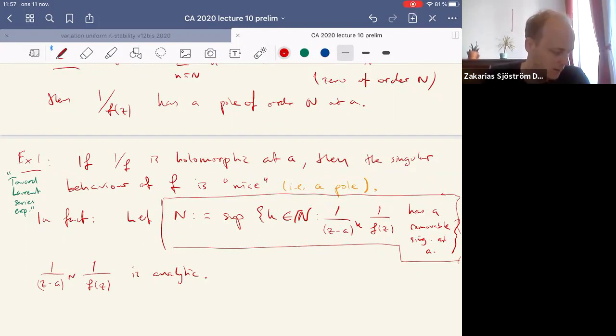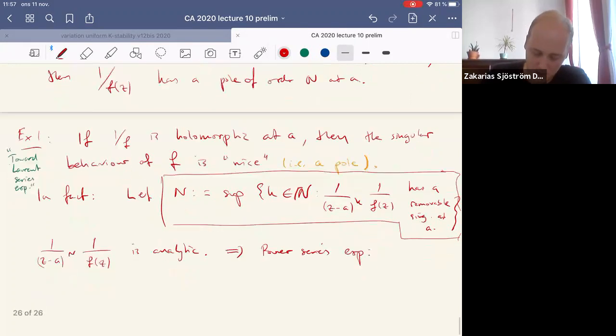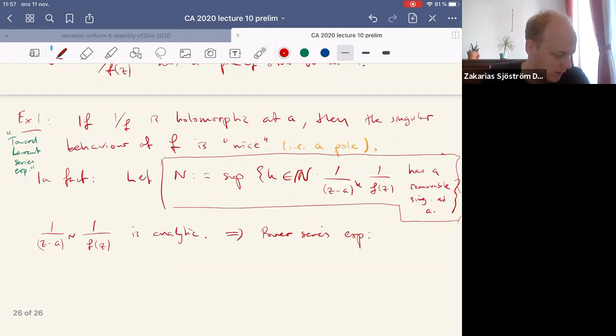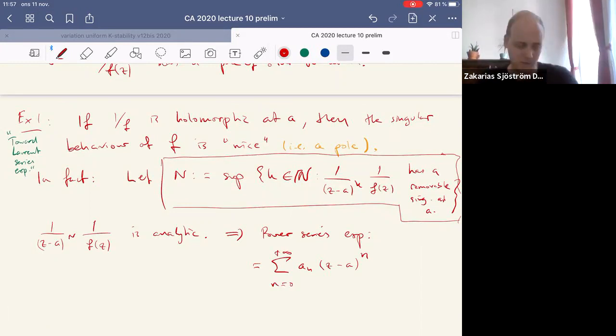So this one is analytic, which means that it has a power series expansion, again, so we use the same thing over and over. So this function that was over here is equal to some power series like this, where we haven't said anything about the order of any zeros or something like that.